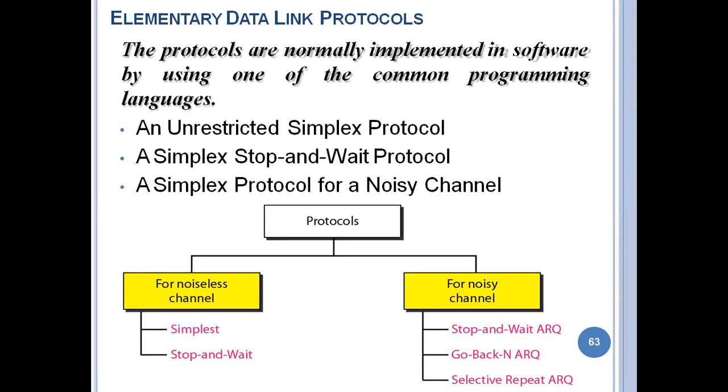So that is the Hamming code. And next, moving to the protocol session. In the protocols, there are two types: noisy channel protocols and noiseless channel protocols. The noiseless channel protocols are simplest and stop and wait. For the noisy channel, there are three protocols: stop and wait ARQ, go back N and selective repeat. These are called sliding window protocols.